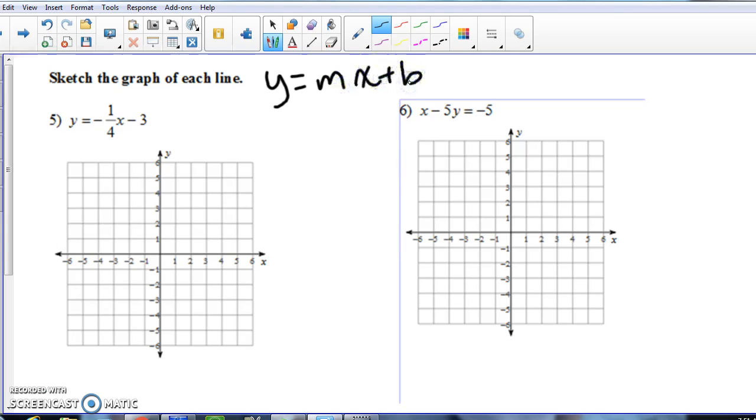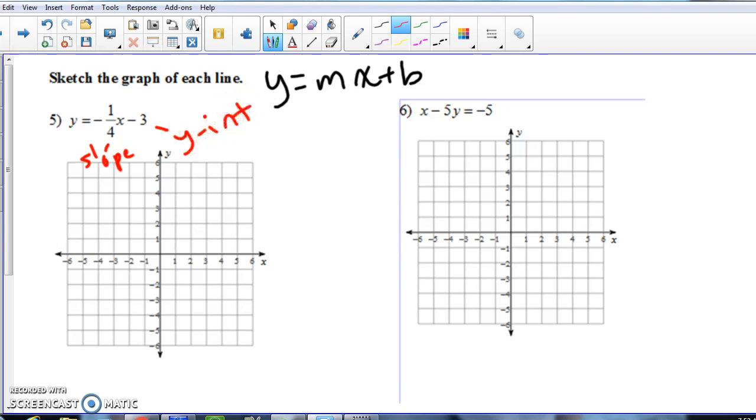Meaning virtually that y is by itself. So if you look at my number 5 there, that already is in what we call slope-intercept form. Now, when things are in slope-intercept form, again, I'm looking for those two key things, my slope and my y-intercept. My slope is the number attached to x. So in this case, my negative 1/4 is my slope. And then the number by itself is my y-intercept. So my negative 3 is my y-intercept.